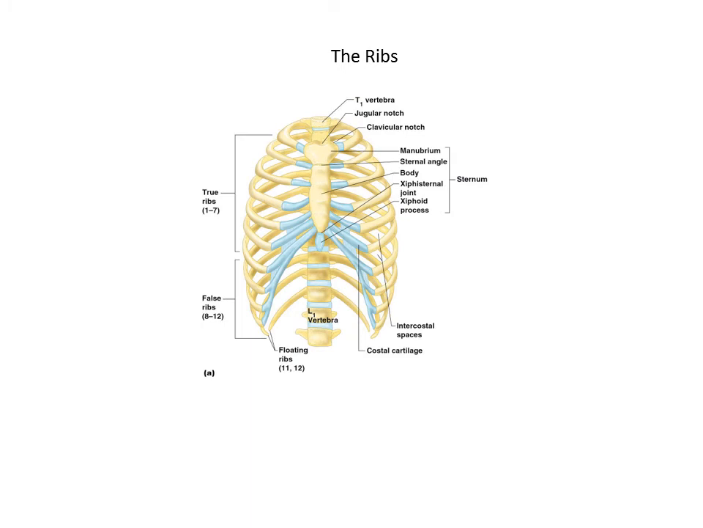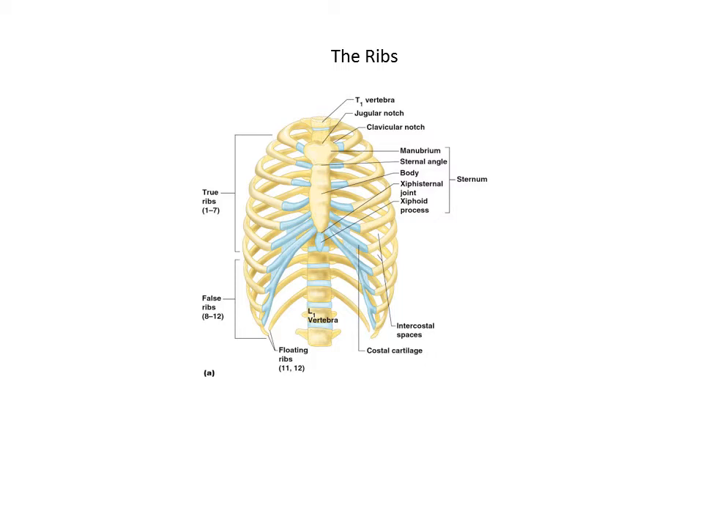Special features of the ribs. Some of them are attached directly, some of them are not. That's noted in your book. You might want to know the difference. But the major thing is we're protecting the lungs and the heart, and since we're protecting lungs, we have to let the lungs function as well. That means we need a great amount of flexibility.